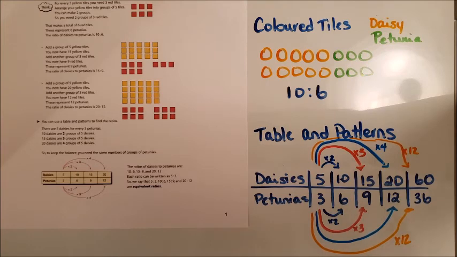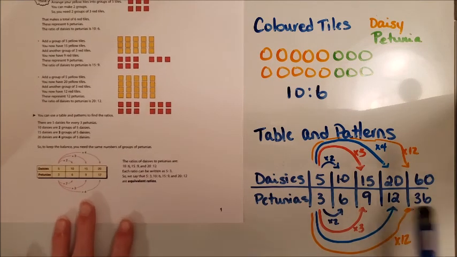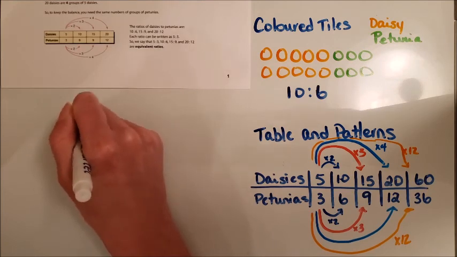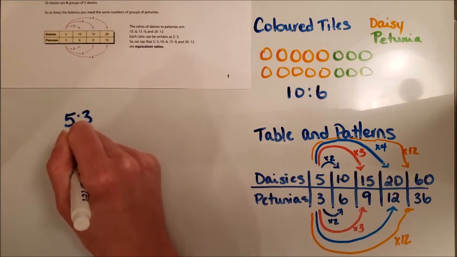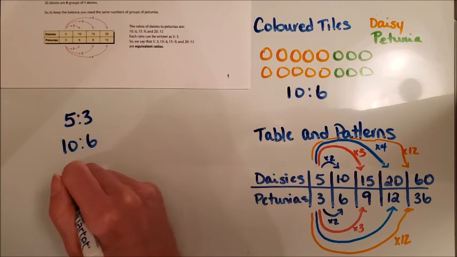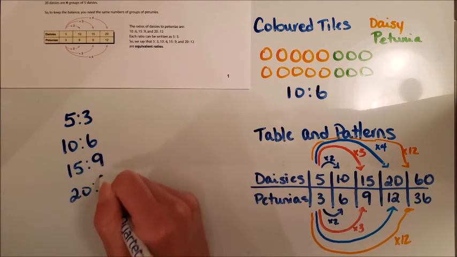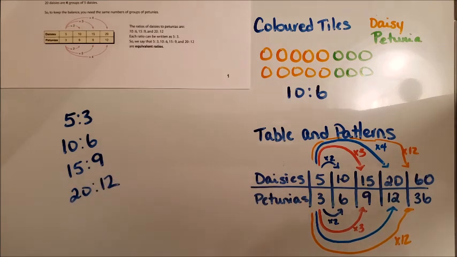And in a lot of ways, these are exactly like equivalent fractions. We get them in the same way. So each of these can be written. So I can write it as 5 to 3, 10 to 6, 15 to 9, and 20 to 12. So those are all what we call equivalent ratios because they all represent the same general situation that's happening just in a larger scale.